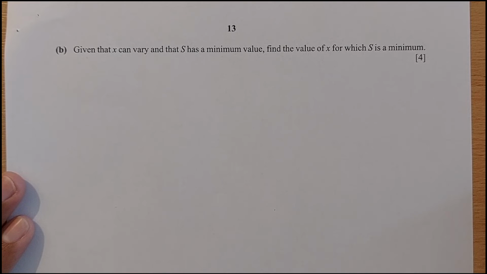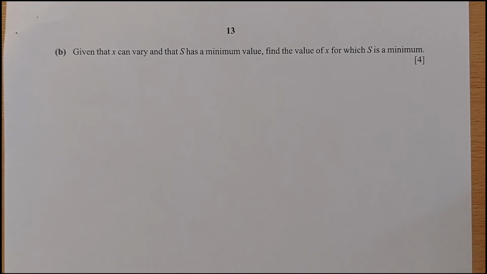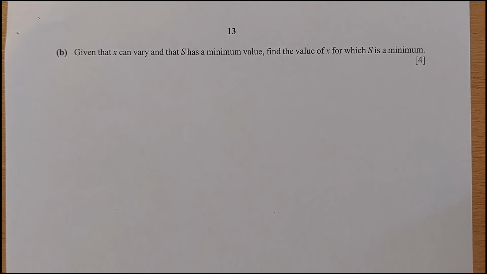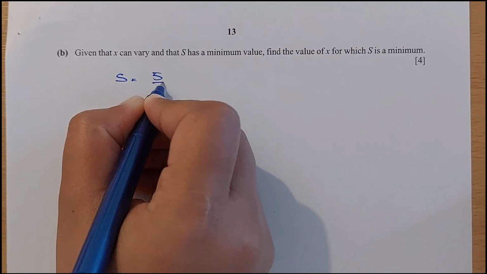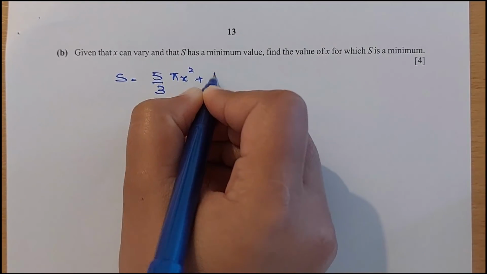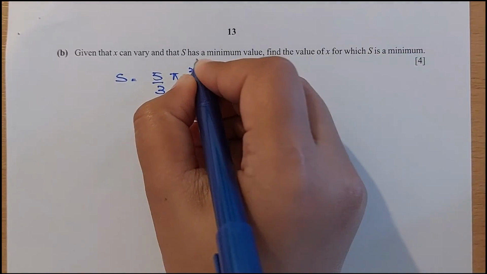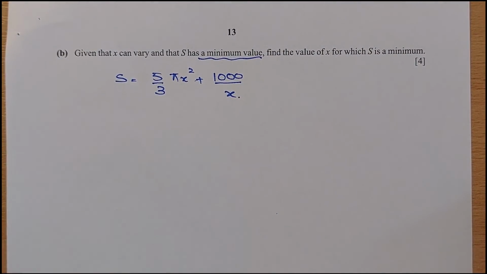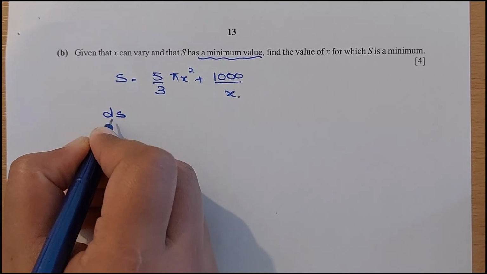Now for part B, given that x can vary and S has a minimum value, find the value of x for which S is a minimum. So S we got from part A, that is 5 by 3 pi x square plus 1000 divided by x. To find the minimum value of S, we need to differentiate S with respect to x and put it equal to 0, basically finding the critical points.